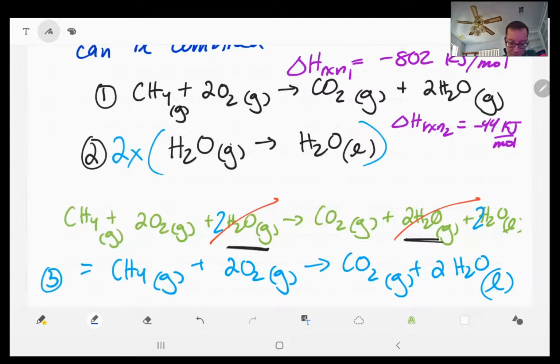If our delta H reaction as written is 44 kilojoules, 2 times that reaction would be twice as much energy, right? If we take 1 mole of water vapor and condense it to liquid, that's 44 kilojoules. If we need 2 moles of gas to condense to liquid, that's going to be twice as many, right? Twice as much. So 2 times delta H reaction 2 is negative 88 kilojoules per mole.